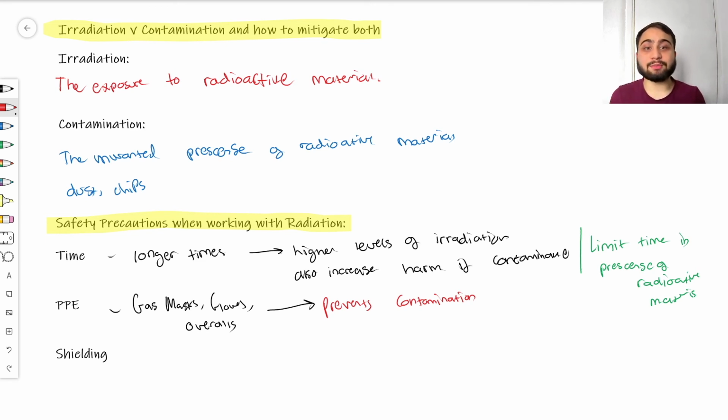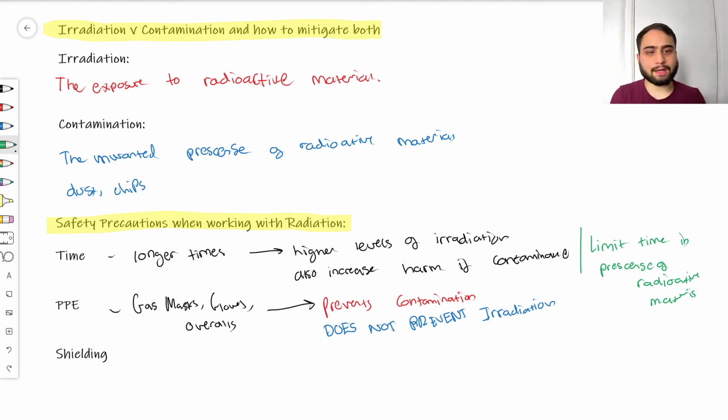So it prevents you being contaminated, but it does not prevent irradiation. Because remember, beta particles are fairly penetrating, and gamma particles are very penetrating. So even if you're wearing PPE, so gloves and masks, those radioactive particles can still penetrate through that and still irradiate you. Okay, so you have to understand that.